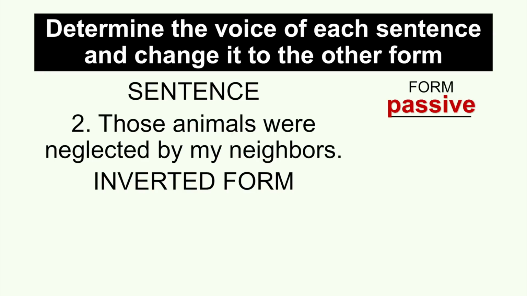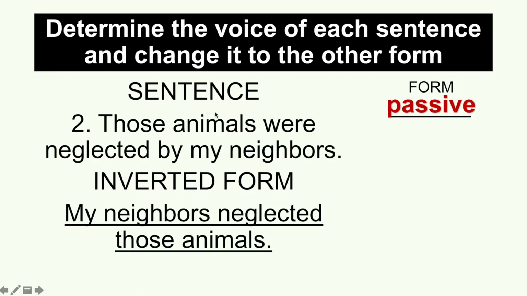So, i-convert natin siya ngayon. Babaliktarin rin natin siya. Again, ang structure ng passive ay object, and then yung be auxiliary, and then the verb, tapos by, and then subject. Sa inverted form, uunahin natin yung subject. Sino ba ang nag-neglect? Sino ang gumawa ng action? That would be my neighbors. So, siya yung mauuna. My neighbors, and then the verb, which was neglected in the past kasi nangyari, and then yung object, sino ang ni-neglect? Yung animals. So, my neighbors neglected those animals. Alright? Ida-drop natin yung were, the be auxiliary, and yung by kasi hindi na siya kailangan. So, my neighbors neglected those animals. Alright? So, again, this is fairly simple. I hope you got that right.